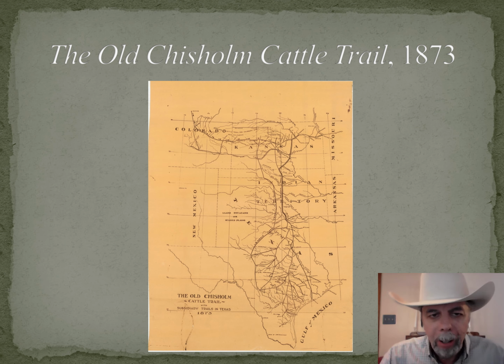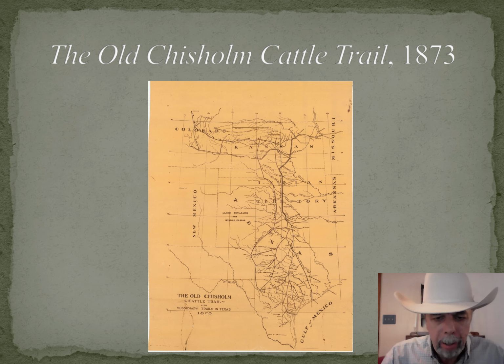Now let's take a look at this map. This is the old Chisholm Cattle Trail with subsidiary trails in Texas, 1873. When I first started doing research on this subject back in 2011, there was a fellow that pulled this map out of a briefcase and said something along the lines of, "It's the Chisholm Trail in Texas, and this map is proof." And here's why.